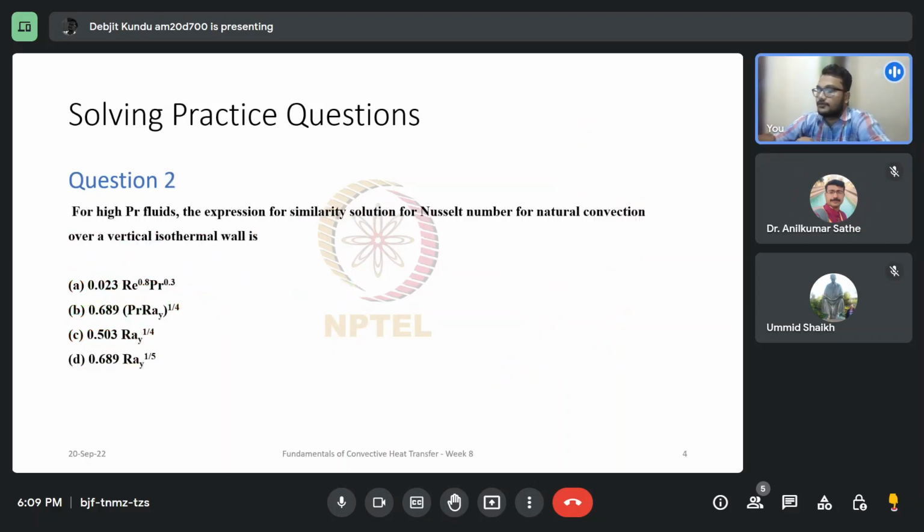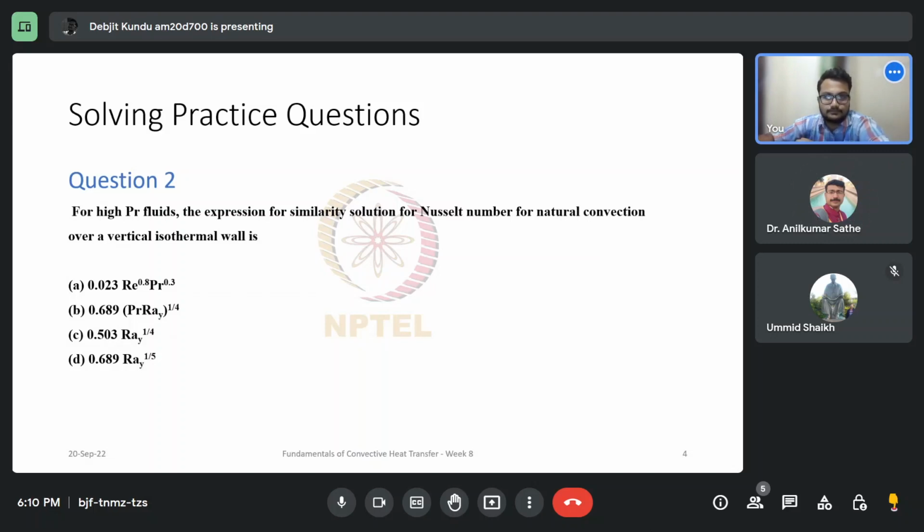So moving on to question number 2. In high Prandtl number fluids, what is the expression for the similarity solution for Nusselt number for natural convection over a vertical isothermal wall? Now here you can forget about the numerical part in front of it. Just look at the form and try to identify what it could be. Option C. Okay, so it's 0.503 Rayleigh number to the power 1/4.